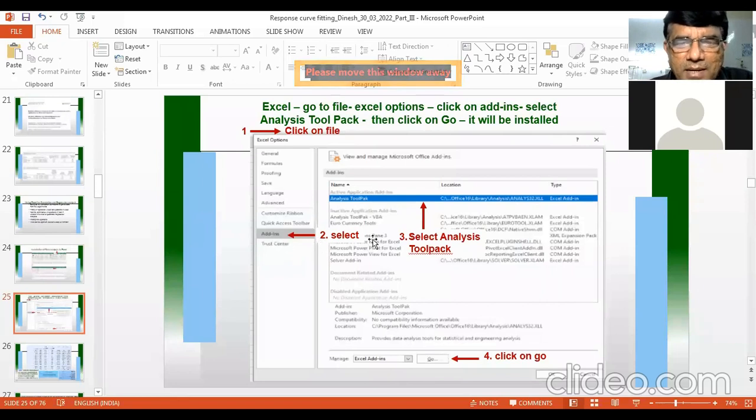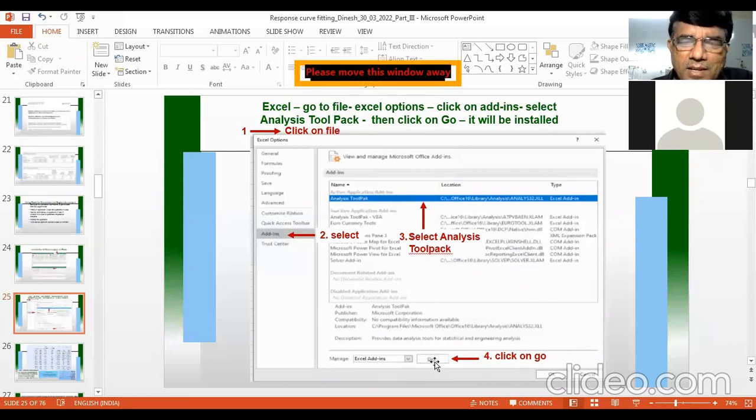So select the add-in. Number 3, when you select add-in, you will get this Analysis ToolPak, this blue color. Then you select this. And number 4 is click on Go. On the bottom side, you will get Go.